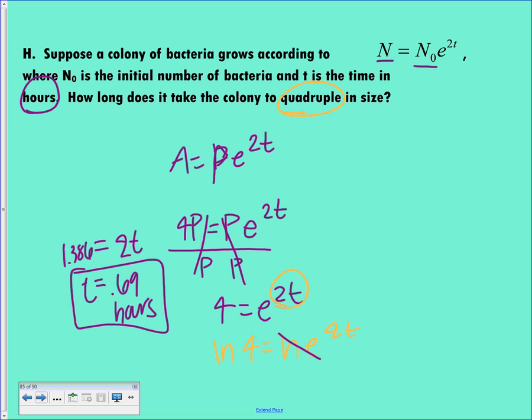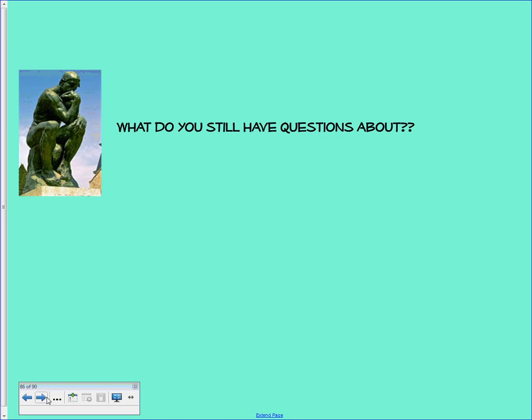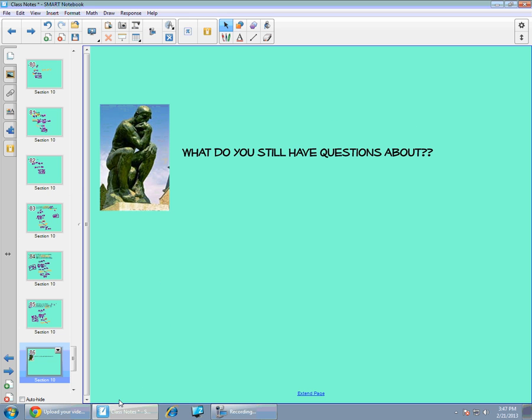So solving for variables in the exponent is a really valuable skill, but I'm sure you might have some questions, so go ahead, think it over, write some down, and bring those to class tomorrow.